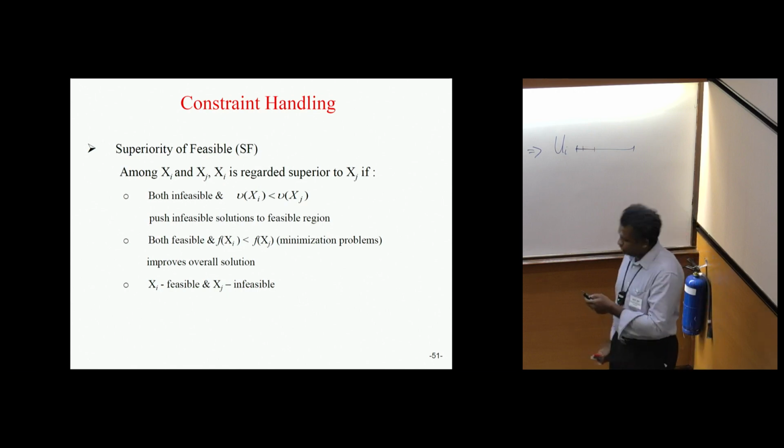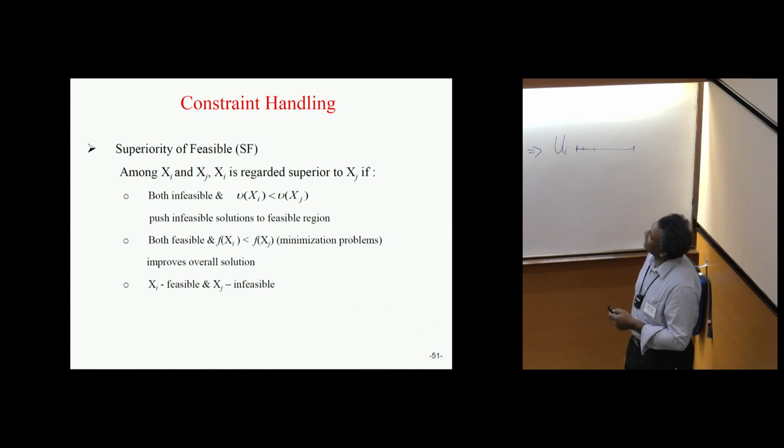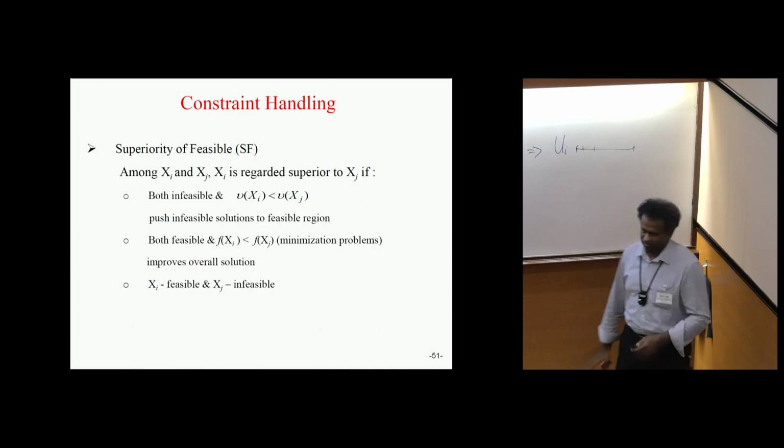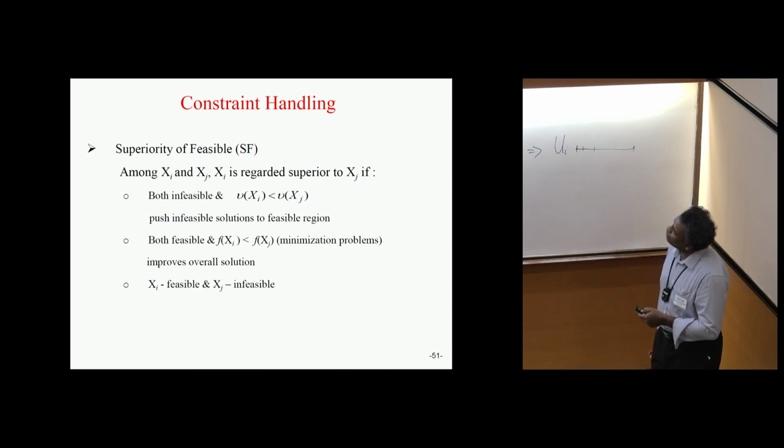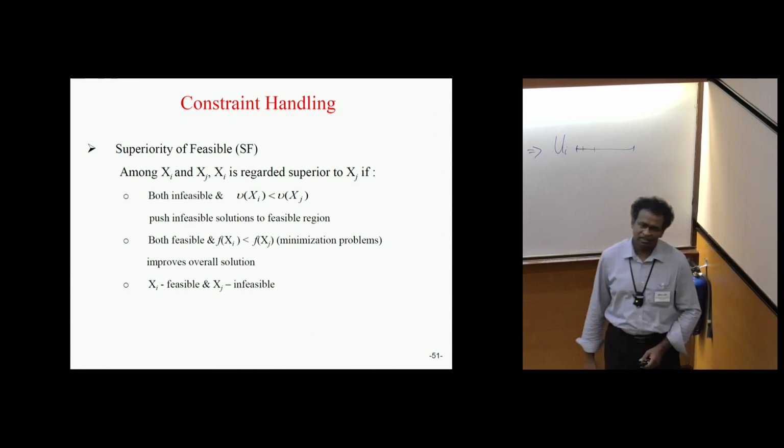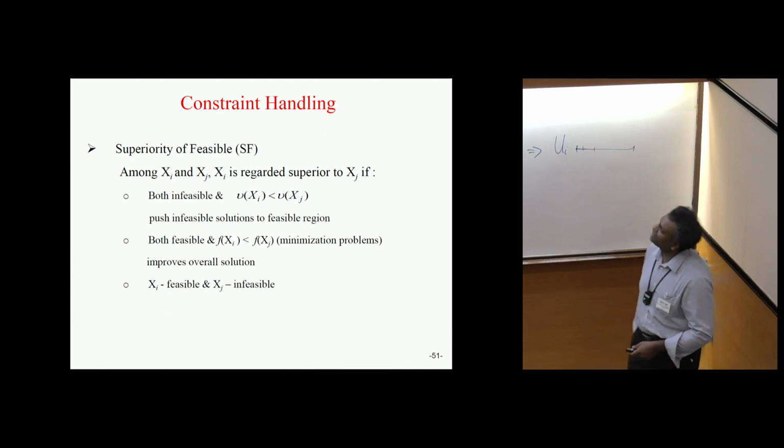So, when you compare two solutions, xi and xj, when both of them are infeasible, you look at the constraint violation. The solution with smaller constraint violation is better. When both solutions are feasible, you will say the solution with smaller objective value is better. When you do a minimization, smaller objective value is better. When one of them is feasible and the other one is infeasible, you will say the feasible one is always better. So, this is the superiority of feasible constraint handling method.